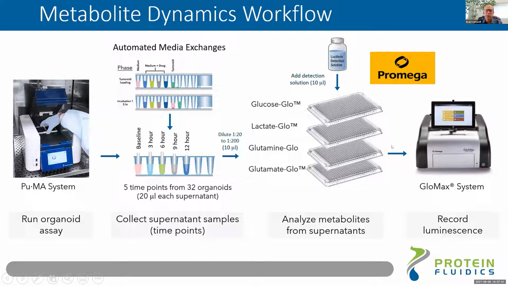And so it's a very nice correlation. So from one flow chip, which has 32 samples, you can generate up to 6 or 7 time points per sample, giving you over 200 different data points for an assay, and really allowing you to map out the metabolism dynamics.